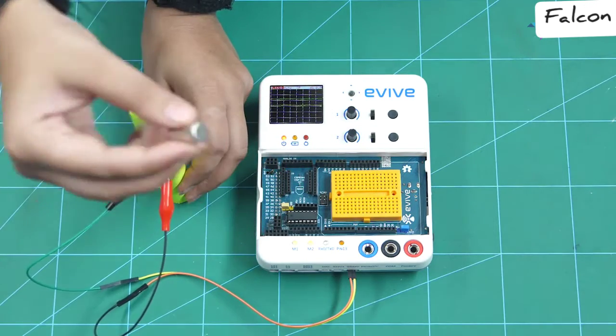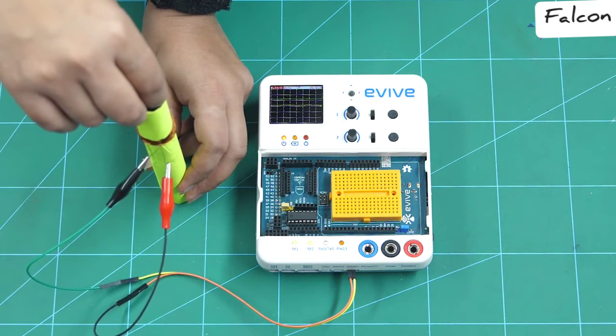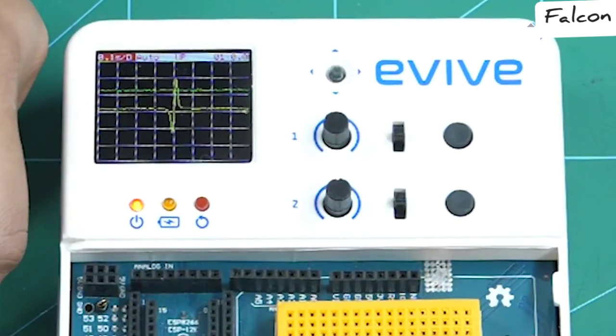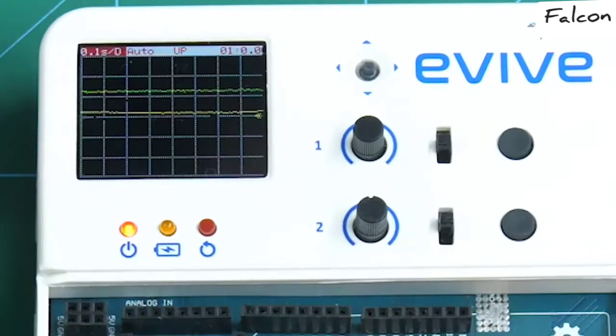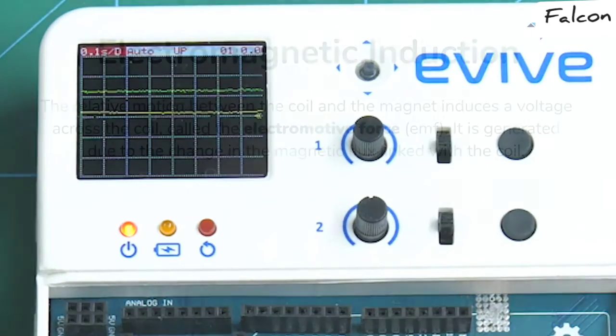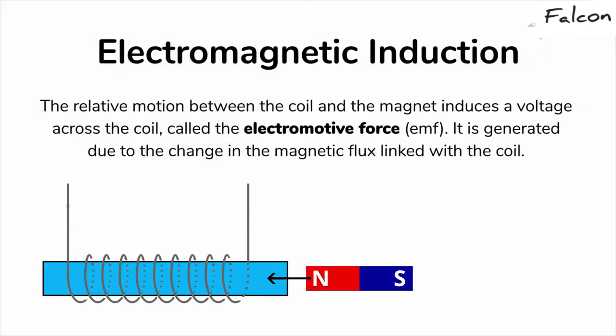Now try dropping the magnet so that the south pole enters the solenoid first. You will notice that this time the graph is reversed. Now hold the magnet stationary. You will observe that no peaks are generated. This indicates that the current is generated in the coil when the magnet moves through it.